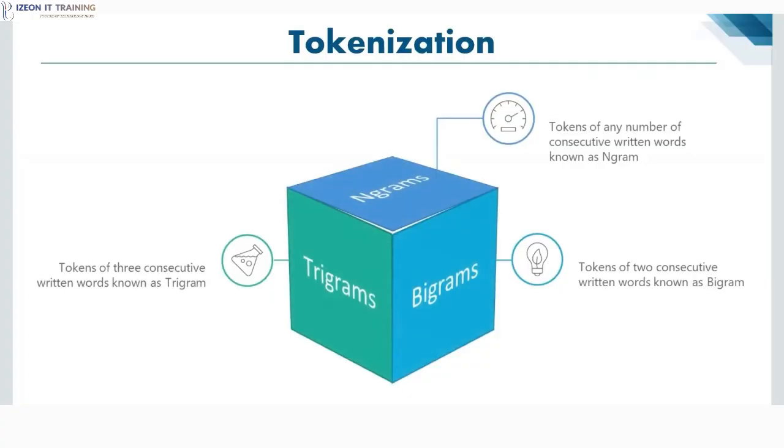Now another important key term in tokenization is bigrams, trigrams, and n-grams. Now what does this mean? Bigrams refers to tokens of 2 consecutive written words, known as a bigram. Similarly, tokens of 3 consecutive written words are known as a trigram, and similarly we have n-grams for n consecutive written words. So let's go ahead and execute a demo based on bigrams, trigrams, and n-grams.